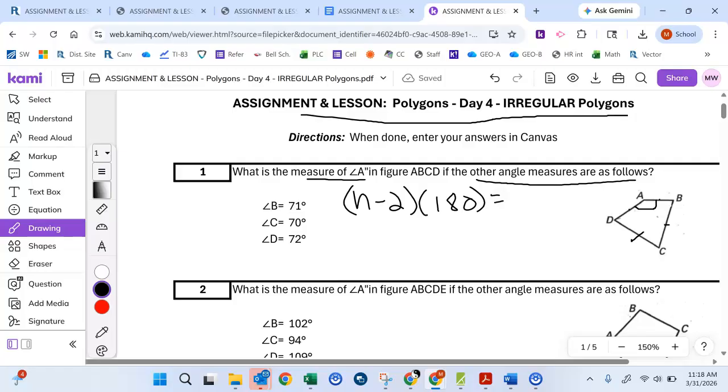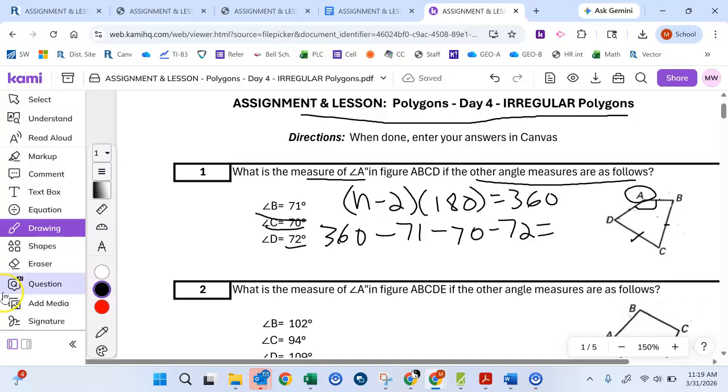That's going to equal 360, okay? Plus, you should know that a quadrilateral with 4 sides is equal to 360 degrees. So now we have 360. So we're going to go 360 minus angle B, 71, minus angle C, 70, minus 72. And that's going to equal angle A, our missing angle. So use your calculator to get that.